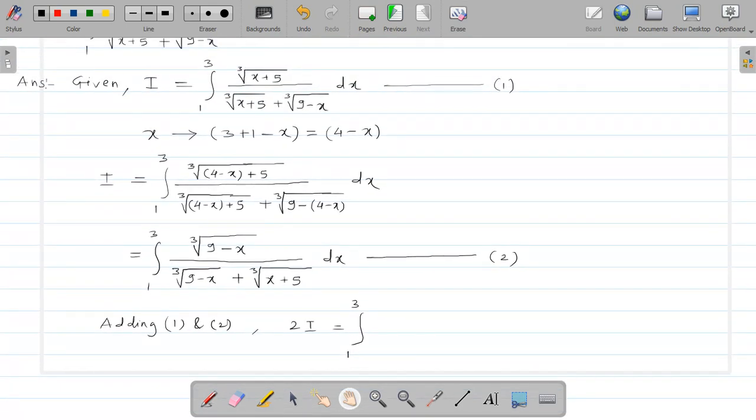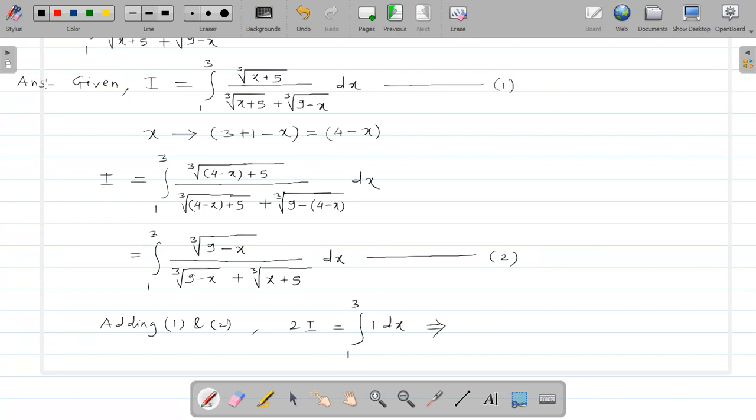Now if you see equation number 1 and equation number 2, the denominator is the same. You have to add the numerators, but the terms are the same, so they will get cancelled, and you will get the addition of both integrations as the integration of 1 dx. So 2I is equal to the integration from 1 to 3 of 1 dx.